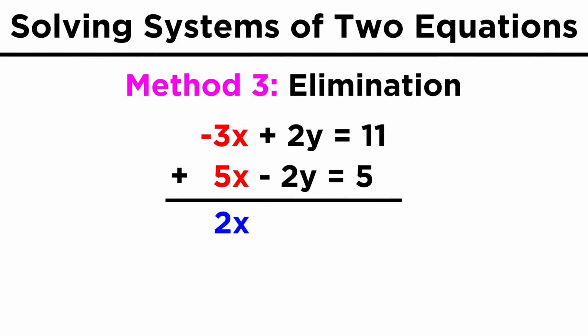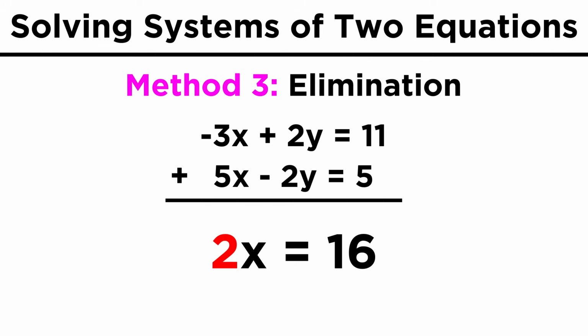Negative 3x plus 5x gives us 2x. Then 2y plus negative 2y gives us 0. The y term goes away, and 11 plus 5 gives us 16. So dividing by 2, x equals 8.